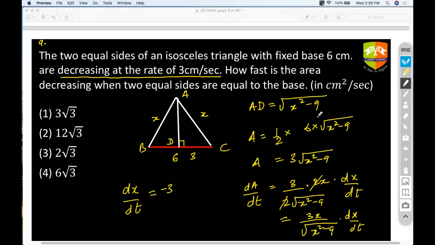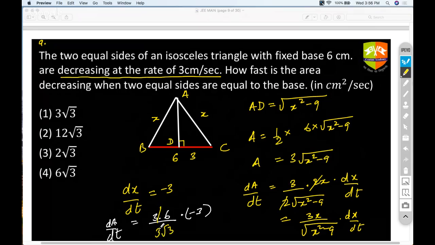So when we put it over here, I get dA by dt as 3x. Now x has to be equal to 6. So 36 minus 9 is going to be 5 into negative 3. Oh, sorry. 36 minus 9 is going to be 27. Small mistake here. So that's going to be root 27. Root 27 is 3 root 3.